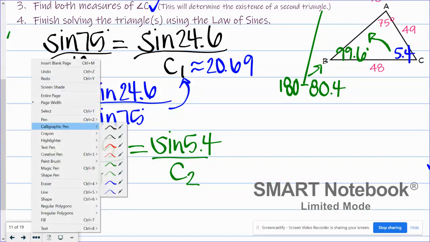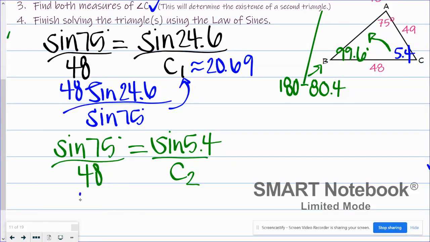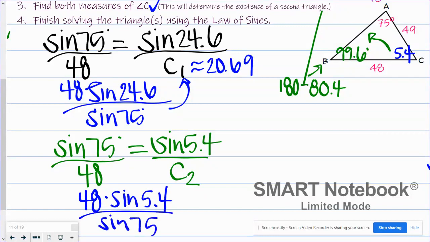From here, I do the usual math where I cross multiply and divide. So I'm going to calculate 48 times sine of 5.4, and I'm going to divide that by sine of 75. And this will give me the measure of side c2. So calculating, I get 4.68 for side c2. And that's how you solve the ambiguous case when there are 2 triangles.